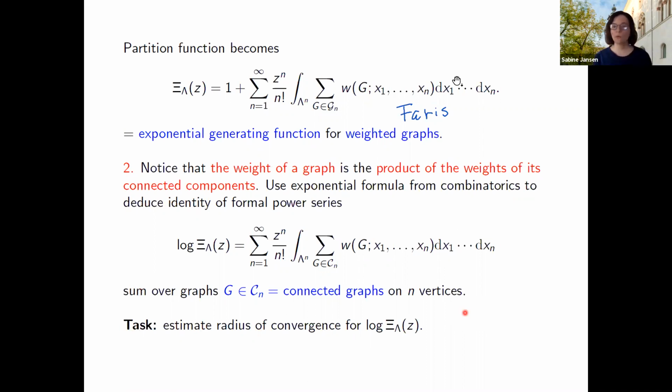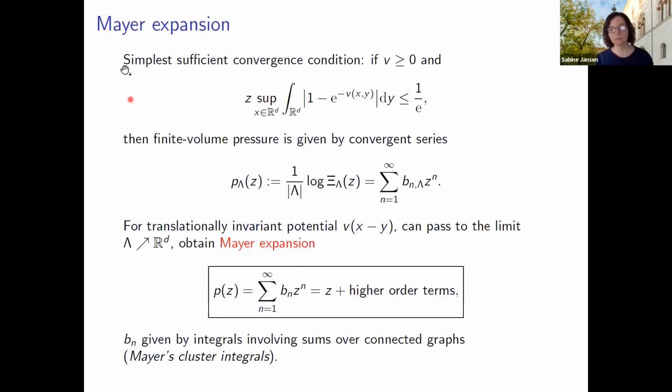Good. Now, what that gives you is the simplest sufficient convergence condition that I'm aware of. If V is larger or equal to 0, which goes back to the 60s, so the names here would be Grunefeld and Penrose, and there's also something in the book Virial, is if the potential is non-negative, and Z times this integral, which involves 1 minus e to the minus the interaction. Notice that this is 0 if V is 0. If this is smaller than 1 over e, then the series that I just showed you is absolutely convergent.